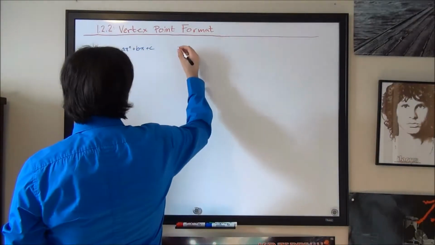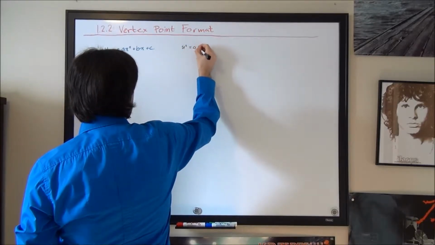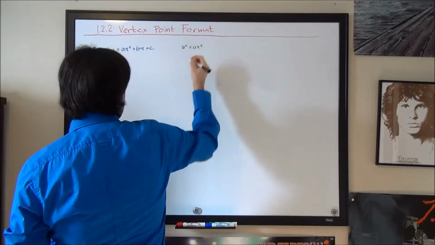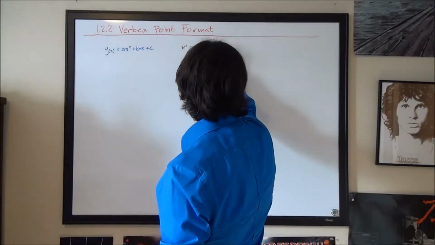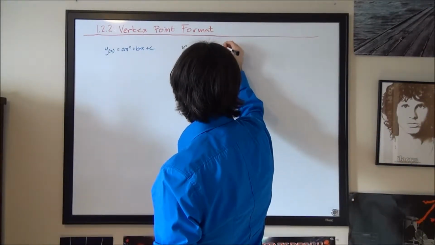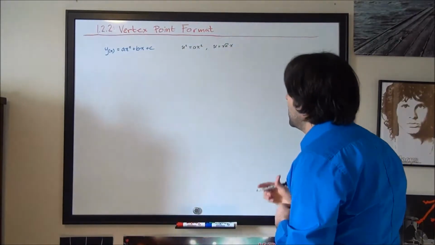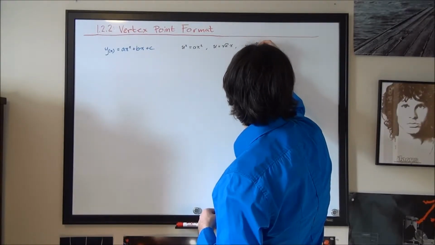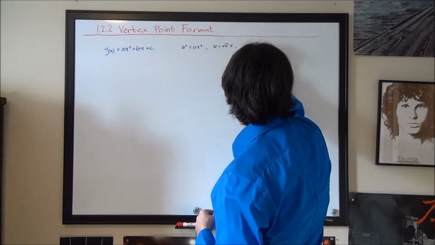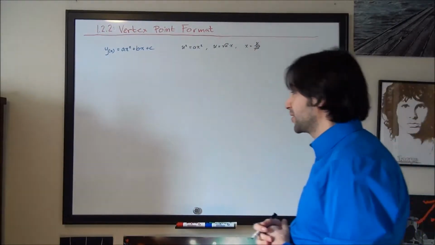Imagine that u squared is equal to a times x squared. Well, what does that mean? That means that u is equal to the square root of a times x, which of course also means that x is equal to u over the square root of a. Great, so let's rewrite our function.